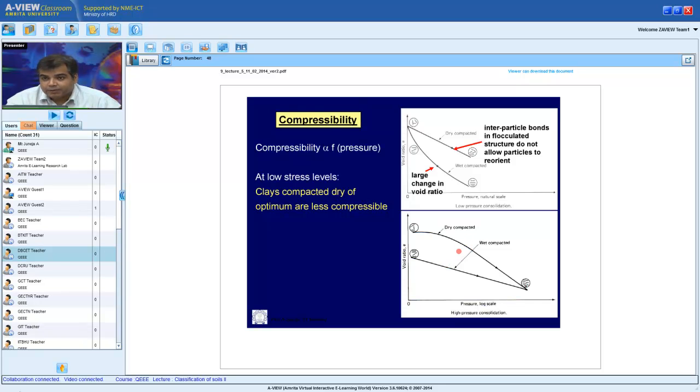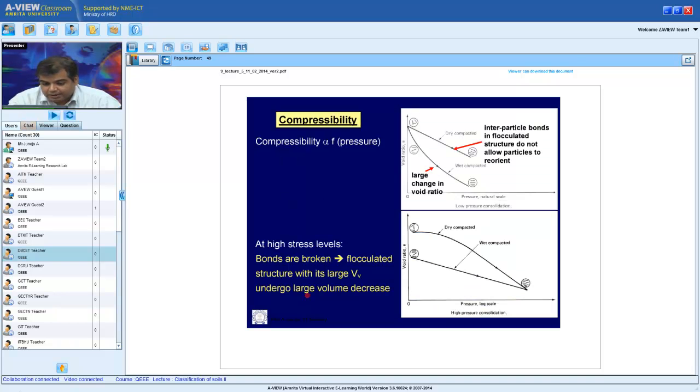In other words, the particles which were very strongly bonded because of the large attractive force in dry compacted, now those large attractive forces are able to break down because of the large pressure which you apply. So under large pressure, the particles which were very attracted and you could not bring them closer, they now come to achieve a much denser configuration, or they come much closer because of the large applied load. This is an important observation when you check for compressibility of soils.